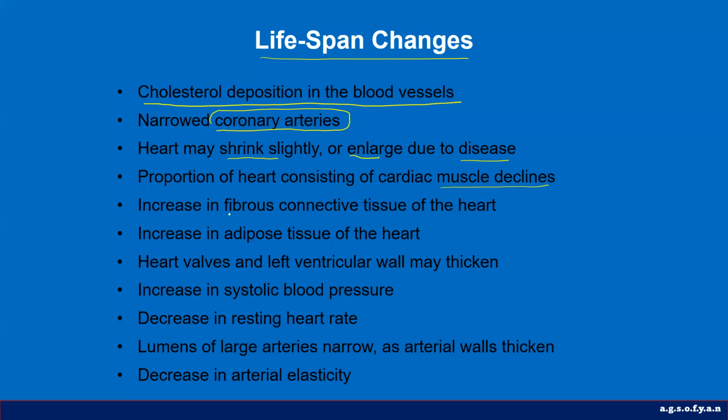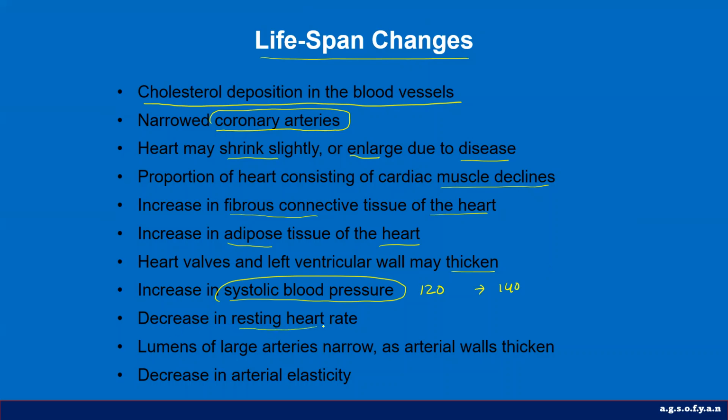There is an increase in fibrous connective tissue on the heart. It's going to be more difficult to pump the blood. Increase in the fat or adipose tissue of the heart valve, and the ventricle wall may be thickened. So again, all of this will cause problems for the heart to pump the blood. Increase in the systolic blood pressure. So normally 120, maybe when we get older, it can reach 140 millimeters of mercury.